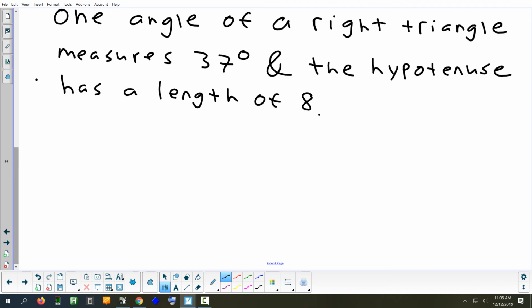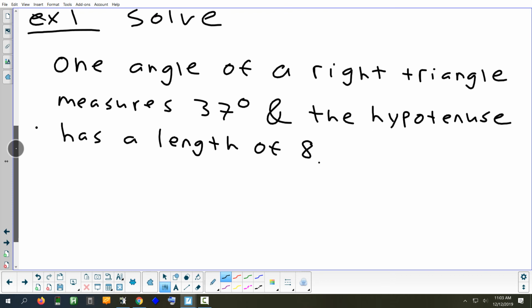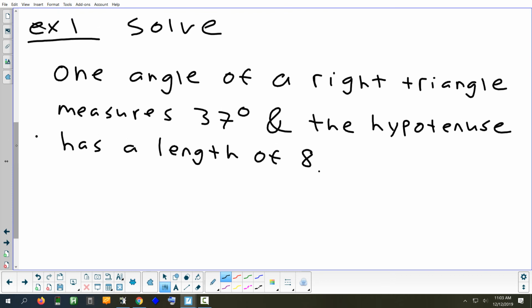Now remember, anytime we draw something, it's not to scale. What's important is that we put things kind of across from each other that are supposed to go across from each other. So it says the hypotenuse is 8 and one of the angles is 37. So I want to give names to everything there that I don't know. What would be a name for one of the legs we could use? A. And how about the bottom side? B.